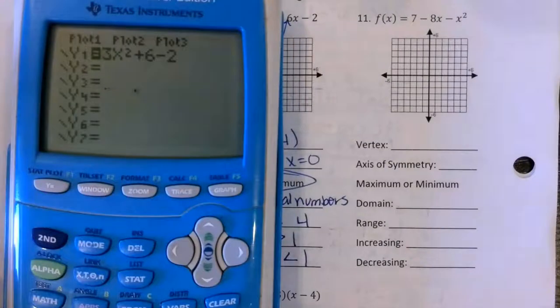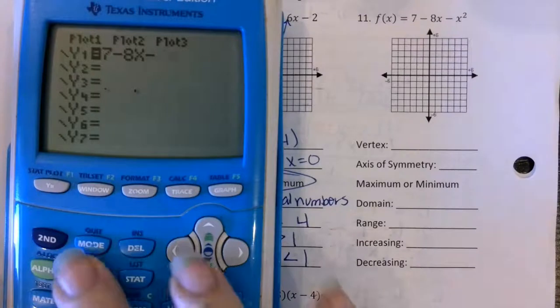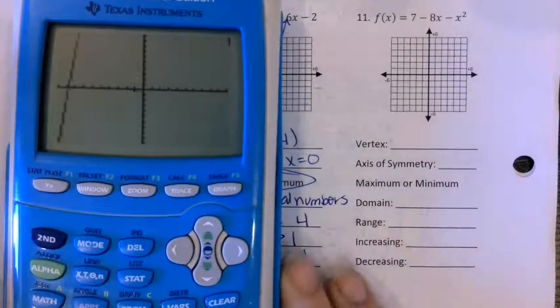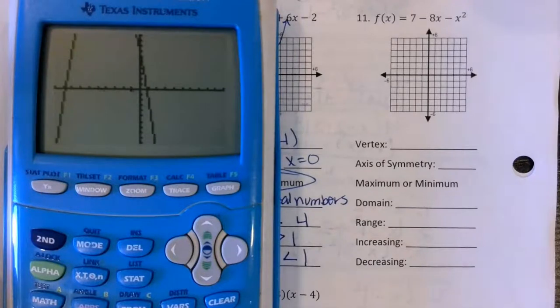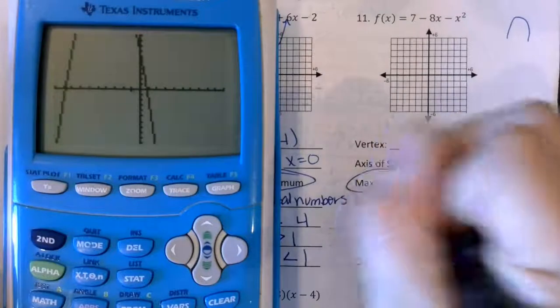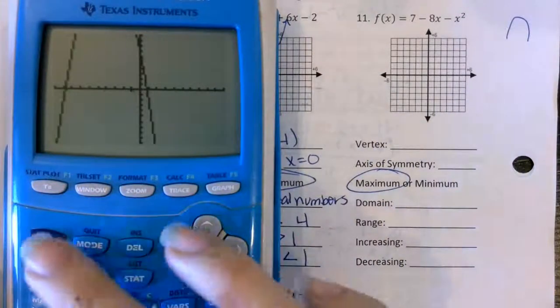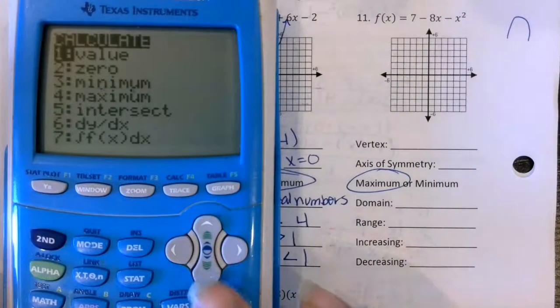I'm going to go ahead and graph number 11. 7 minus 8x minus x squared. Okay. This one is off my screen, but it's mountain shaped. So it's going to look something like that, which means it's going to have a maximum. I can still do my vertex without seeing it. So I go second, and then this one is a maximum.